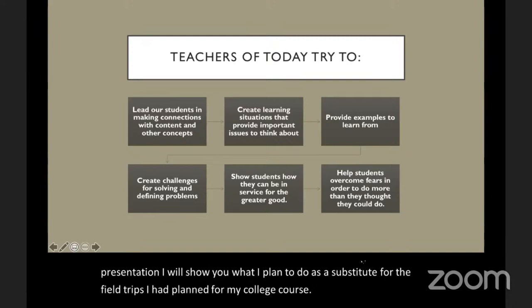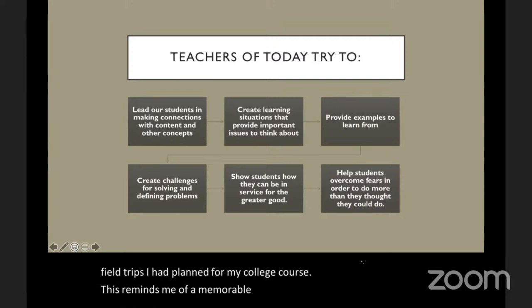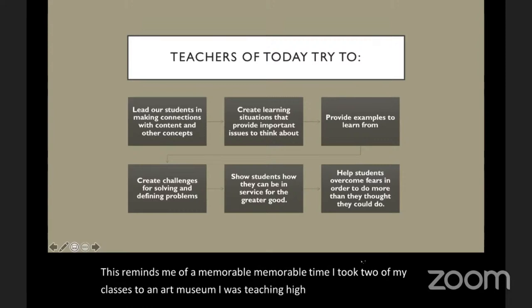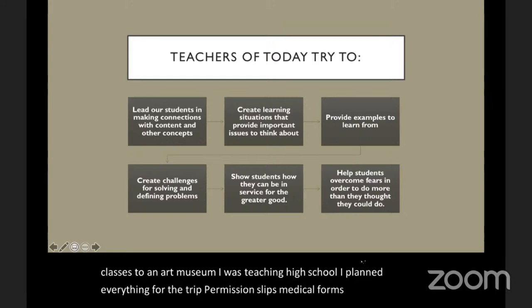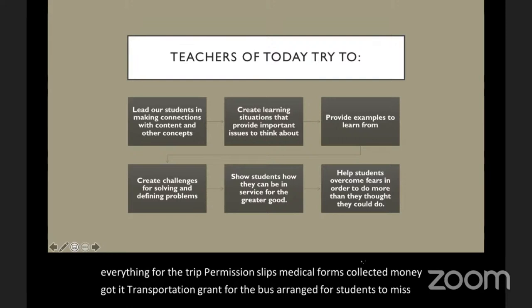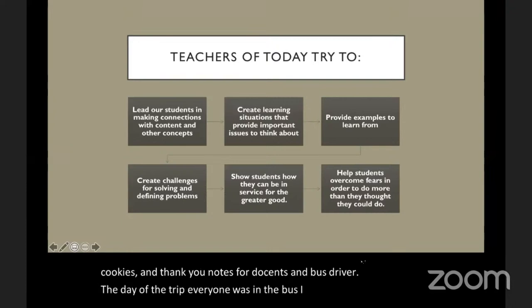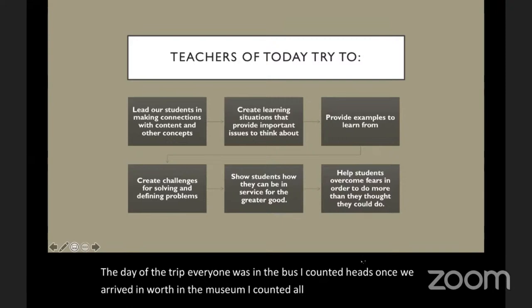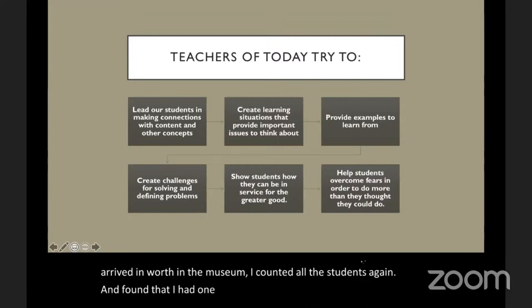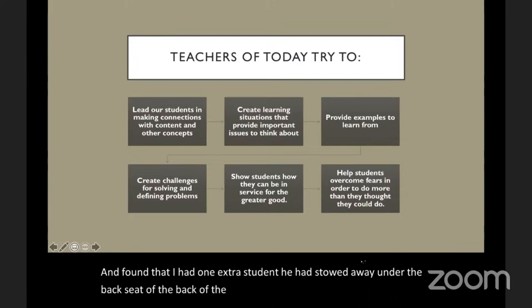This reminds me of a memorable time. I took two of my classes to an art museum. I was teaching high school. I planned everything for the trip: permission slips, medical forms, collected money, got a transportation grant for the bus, arranged for students to miss other classes, did activities in advance so they were familiar with what they were going to see, had activities on the bus, even made cookies and thank you notes for our docents and bus driver. The day of the trip, everyone was in the bus. I counted heads. Once we arrived and were in the museum, I counted all the students again and found that I had one extra student. He had stowed away under the back seat of the bus where I couldn't see him. As a teacher, you worry about losing a kid, but not gaining one.